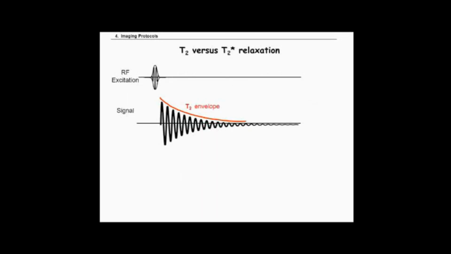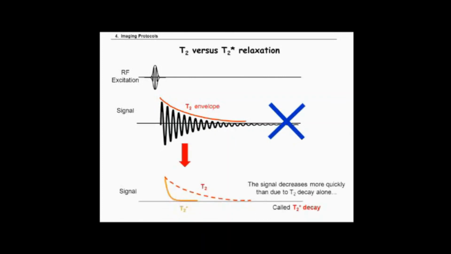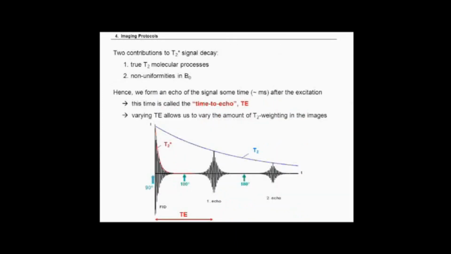I'll just very briefly talk about T2. I mentioned that when we put in our energy, our signal decays away like this. This is not quite the case. The signal tends to decay away much more rapidly according to what we call T2 star. And this gives us the possibility to introduce another type of contrast. The contributions to T2 star are the actual T2 molecular process we talked about already, but also, say, non-uniformities in our main magnetic field.